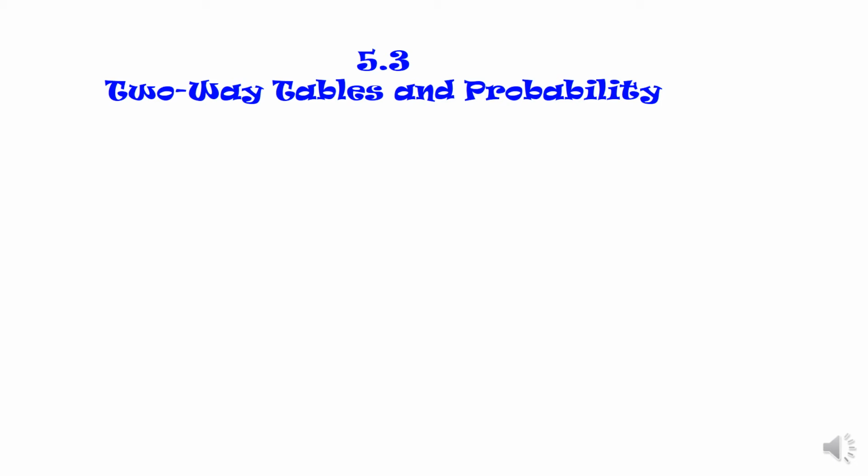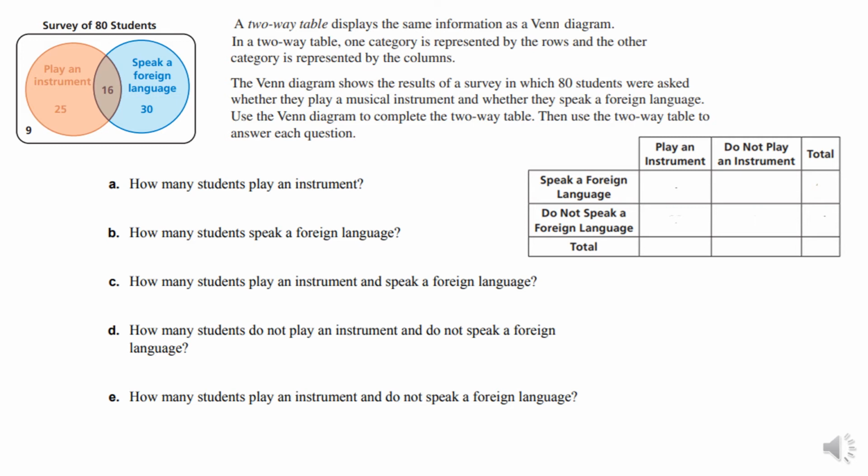Okay, in IM2 today we're going to talk about two-way tables and probability. This is your first exploration in your journal. This is on page 166, and this is exploration 1. So a two-way table displays the same information as a Venn diagram. In a two-way table, one category is represented by rows. Rows go side to side, and the other piece of information is represented by columns.